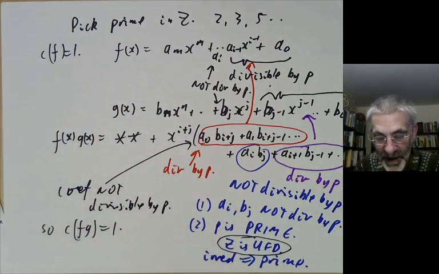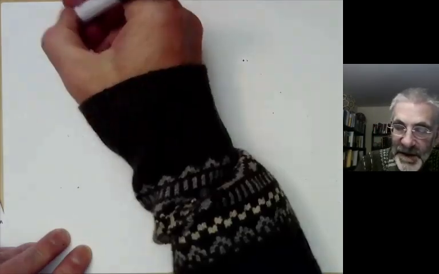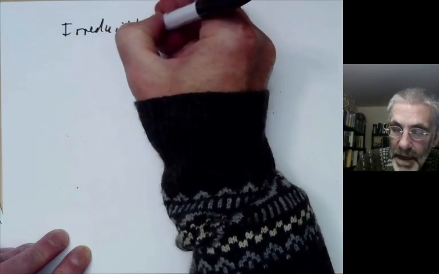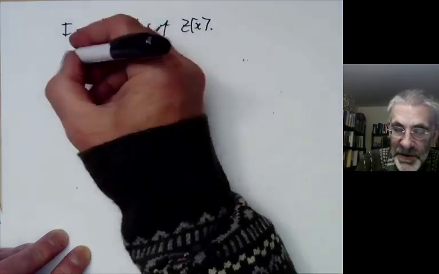So the highest common factor of the coefficients must be 1. And now, from this, we can deduce that Z[x] is a unique factorization domain. So first of all, we should write down the irreducibles of Z[x], and this is quite easy. There are two sorts of irreducible.